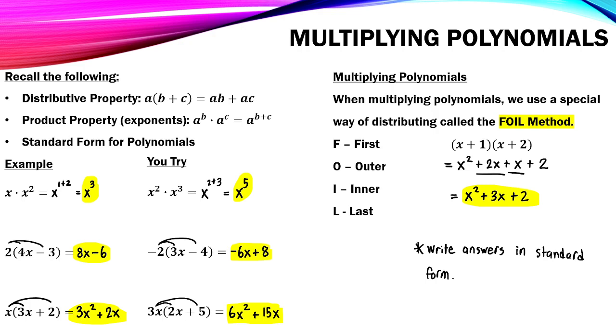So on the next slide, we'll do a few more examples to practice the FOIL method, and then we'll do some You-Tries after that. Okay, so here's some more examples. Let's say we tried this one, x minus 3 times x minus 6. So again, using the FOIL method, I'm going to take the first terms and multiply them together. So that's going to be this x times this x, right? Which would give me x squared.